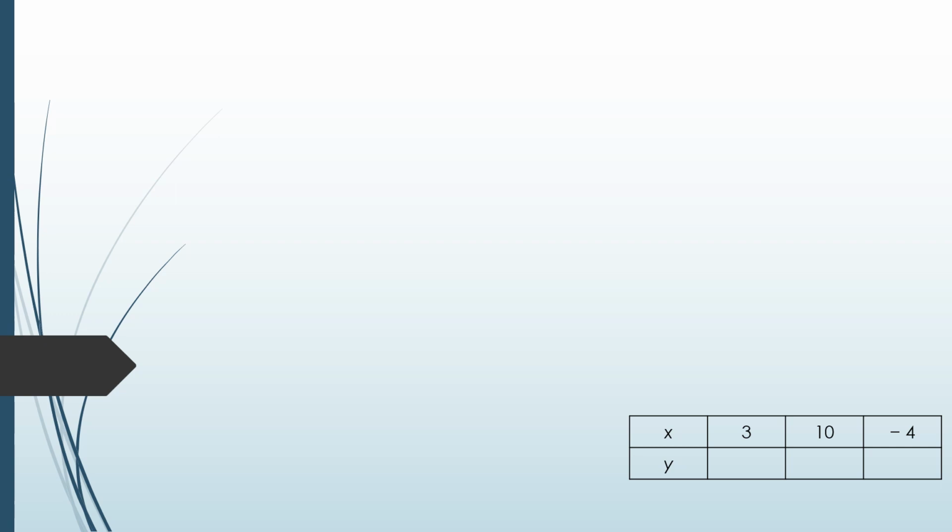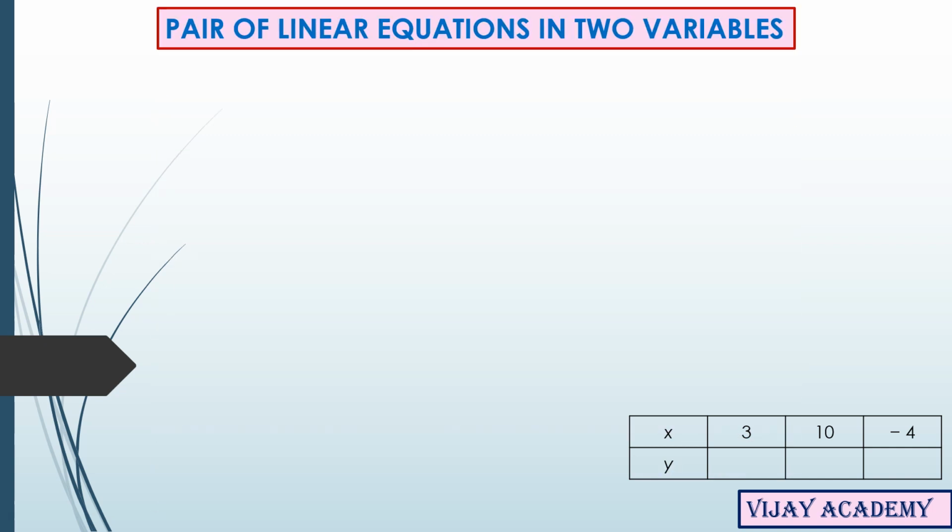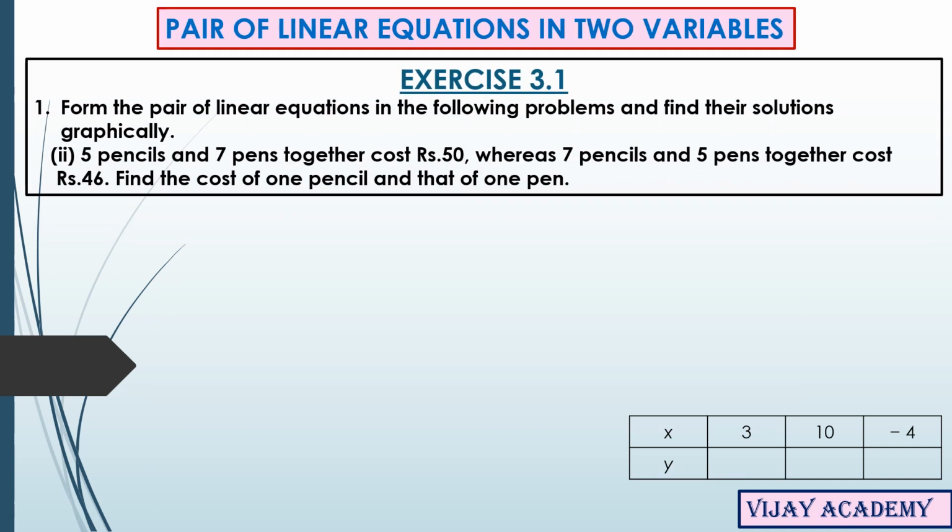So in this video I will be explaining question number 2 from exercise 3.1 first main. So the question is like this. We need to solve this problem using graphical method. So the question is 5 pencils and 7 pens together cost rupees 50, whereas 7 pencils and 5 pens together cost rupees 46. Find the cost of one pencil and that of one pen. So we are supposed to find the cost of one pen and one pencil.